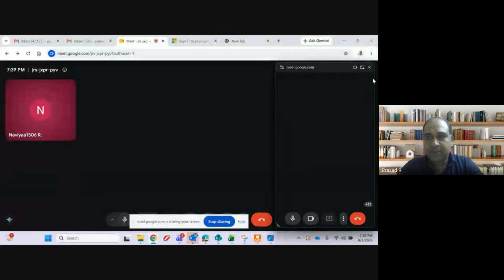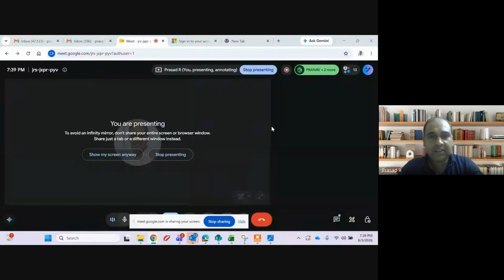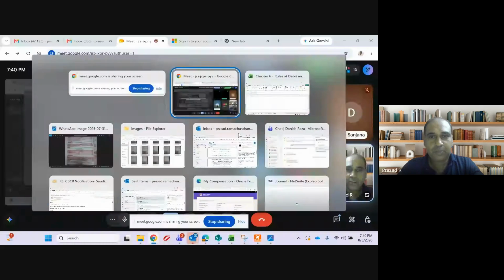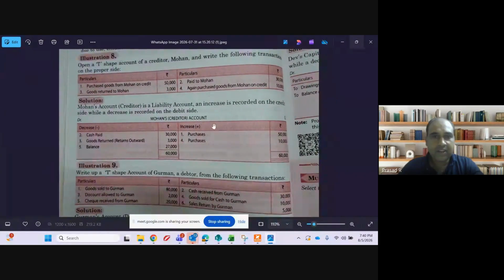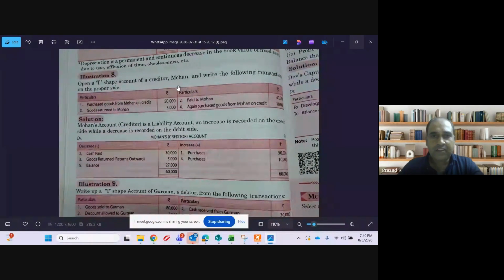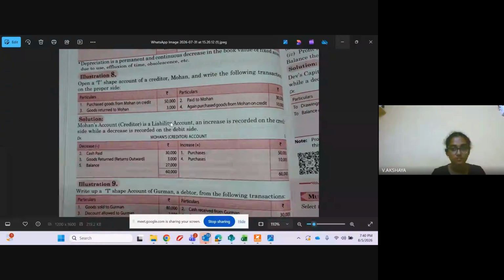Okay, let me share my screen now. What did you say? Can you please say it again? My network is a little bit off. No, I was telling that whatever I am discussing in the class, please revise it. It's very important that whatever we discuss in the class is revised. Illustration 8, guys. Open a T-shape account of a creditor, Mohan. Can you see? Yes, sir.